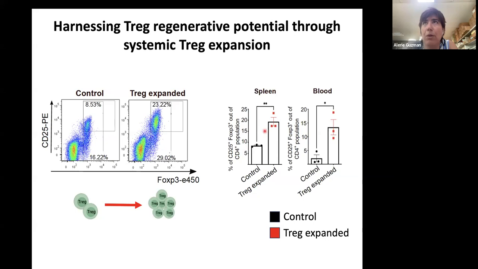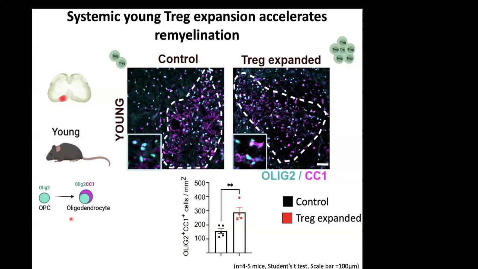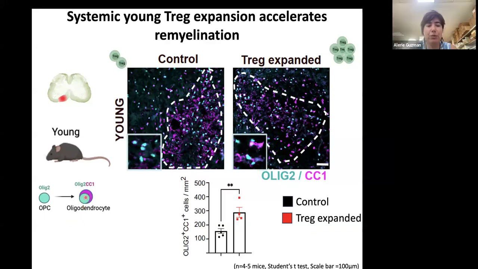And then we looked at whether this would improve myelin regeneration. First, we tested this in young mice, which are highly efficient at remyelinating. So if the system worked, young mice would remyelinate better when they have more Tregs. And that's exactly what we saw in our lysolecithin model. We expanded Tregs in young mice, and then we looked at the number of oligodendrocytes, which are identified here by the co-expression of OLIG2, a marker for the whole lineage, and CC1, a marker that identifies mature, myelinating oligodendrocytes. Here you just have the lesion demarcated by the dotted line. And you can see in the graph that we have more oligodendrocytes when we have more Tregs.